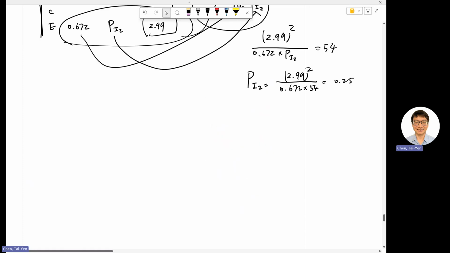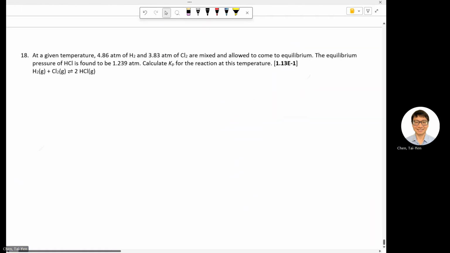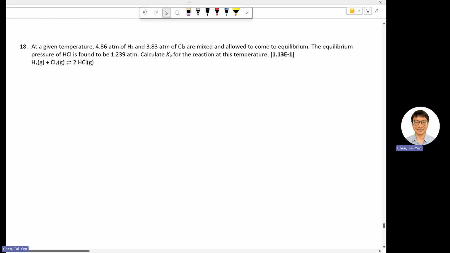Okay, if not, I guess we have time only for the very last question. At a given temperature, you have 4.86 atm of H2 and 3.83 atm of CO2 mixed and allowed to come to equilibrium. So this sentence, mixed and allowed to come to equilibrium, what does this tell you? Yeah, I need to do the ice table, right? And the information provided there belongs to the initial condition. It is not equilibrium, because the keyword is mixed and allowed to react. So whatever number we have here belongs to your I.